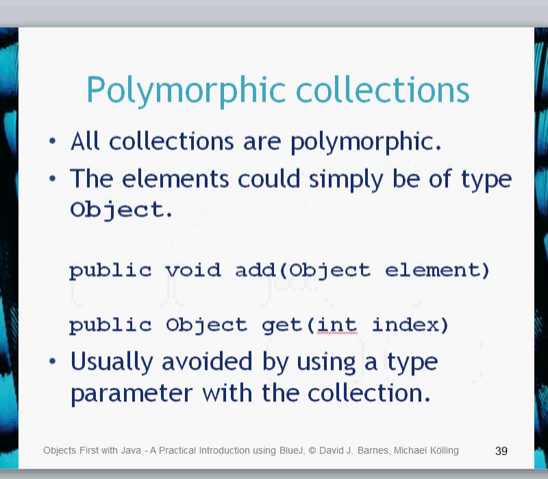So collections are polymorphic. The elements could be simply of type Object if we wanted to. So we can create an ArrayList of type Object. That means that we can stick anything we want into that ArrayList, any type that we want, because every type of object inherits from the Object class.